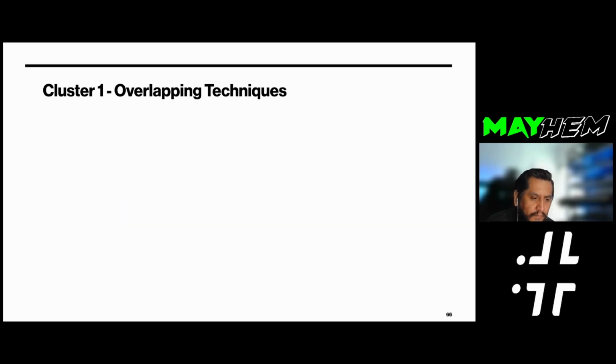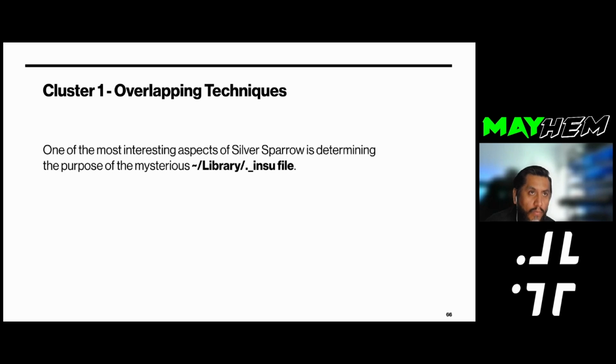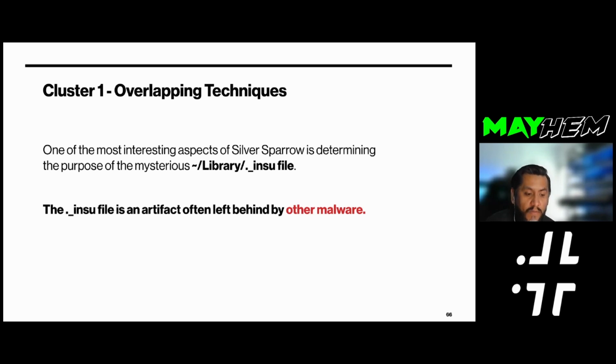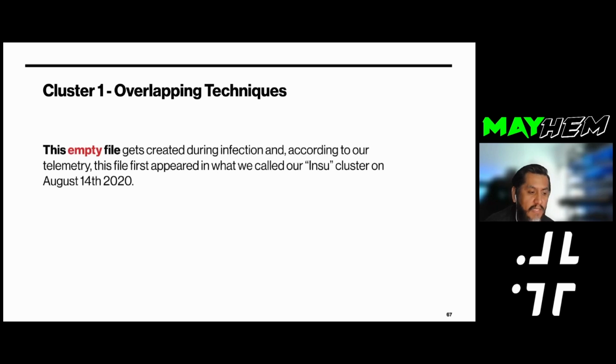2020. Now, what we can tell you is that the Insu file is just an artifact that was left over by other malware. It had nothing to do with Silver Sparrow. It came from another malware. Could it be that the same developer or the same firmware was used in the past? Possible, but it's not connected to Silver Sparrow. It's basically an empty file that gets created during infection, right? And we use that file to find a cluster.